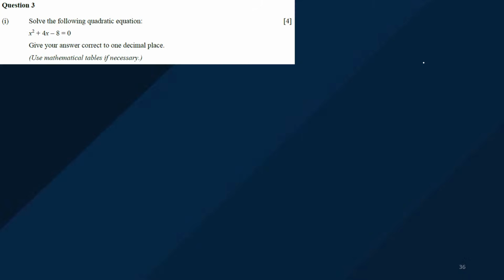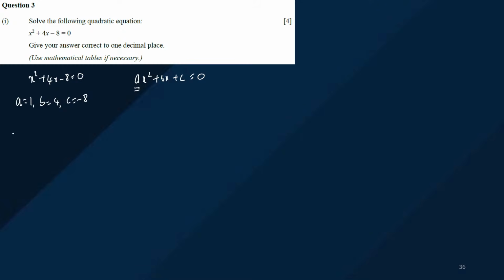Solve the following quadratic equation. What is the standard form of a quadratic equation? x square plus 4x minus 8 equal to 0. The standard form is ax square plus bx plus c equal to 0. A is the coefficient of x square. So here a is equal to 1, b is equal to 4, c is equal to minus 8. Now give your answer correct to one decimal place.